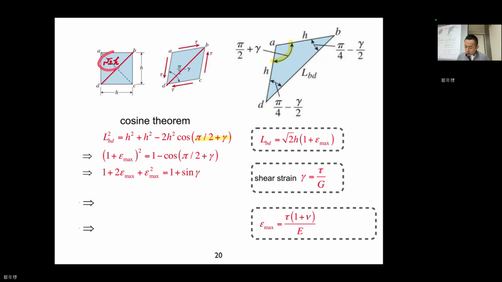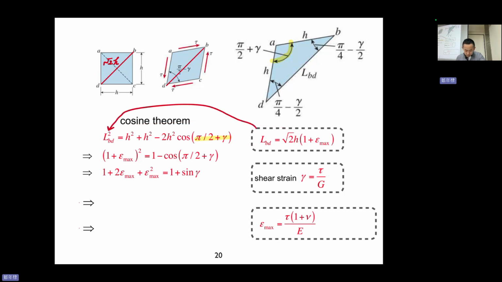So square root 2 h should be related to this L_BD by epsilon max, because epsilon max is along this direction, right? 45 degrees. So you can imagine that L_BD equals square root 2 h times 1 plus epsilon max. All right, so this one, I believe you understand. So I substitute this L_BD here.